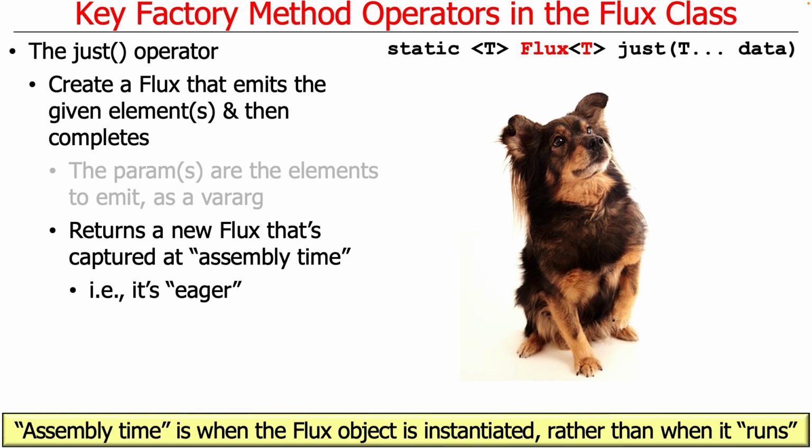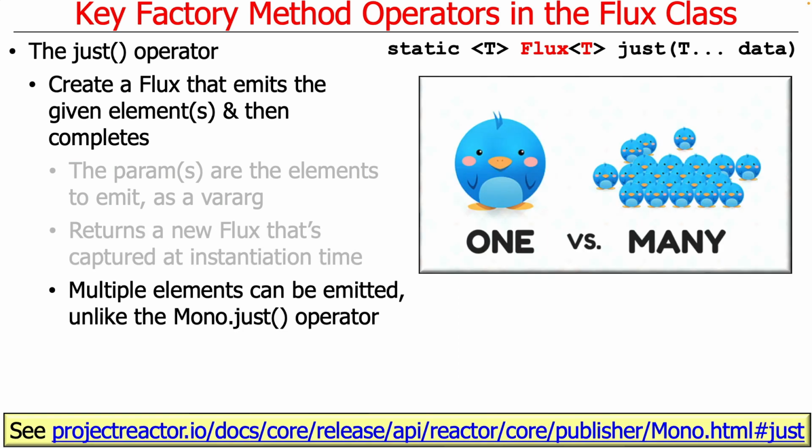And the term assembly time is kind of a funny term because it sounds like it's assembly code, but it has nothing to do with assembly code. It just means when the Flux object is instantiated versus when it actually runs. So that's what it means to be eager. So it's when it's created. And that'll typically be done in a particular thread. When it runs, it might be in a different thread. And we'll talk about that later when we talk about lazy factory methods.